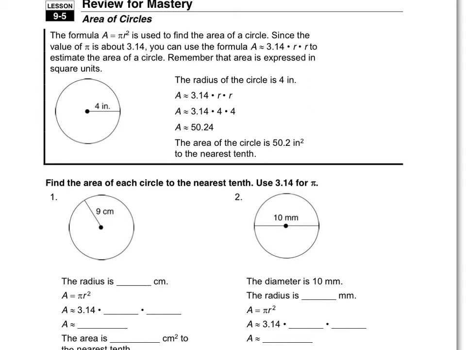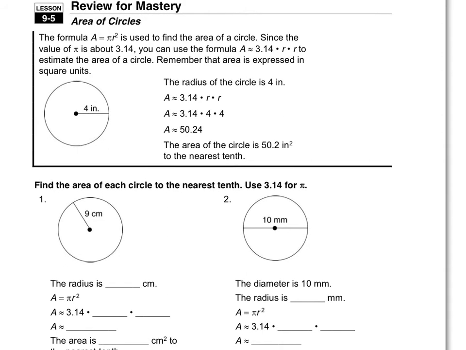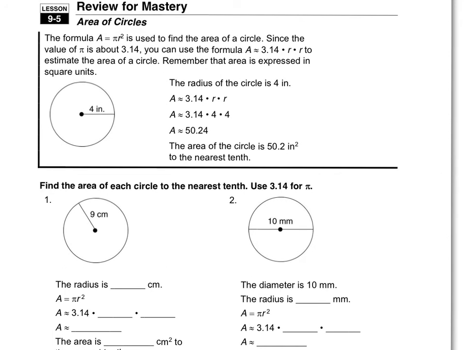Today's lesson 9-5 is on how to find the area of circles. Just to briefly review some of the different formulas that we have for circles, we already learned how to find the circumference of a circle. And there were two formulas for that. There was circumference equals pi times the diameter.